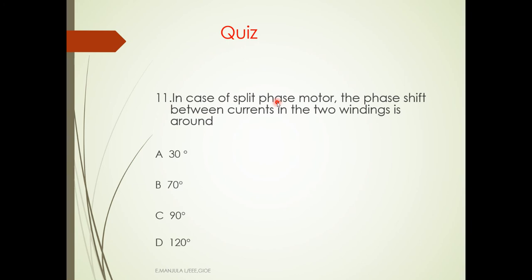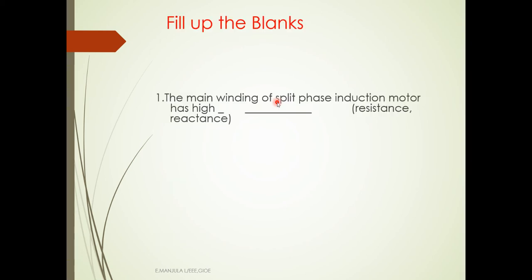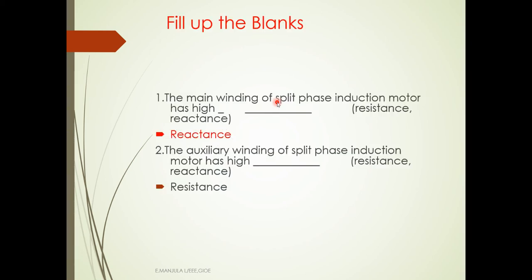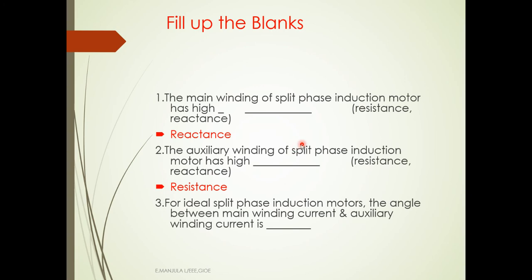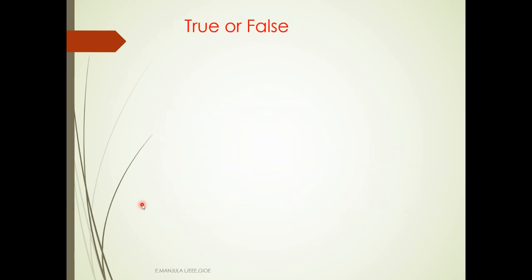In the case of split phase, the phase shift between currents in the two windings is around 30 degrees. The main winding of a split phase induction motor has high reactance, while the auxiliary winding has high resistance. For an ideal split phase induction motor, the angle between the main winding current and auxiliary winding current should always be 90 degrees.